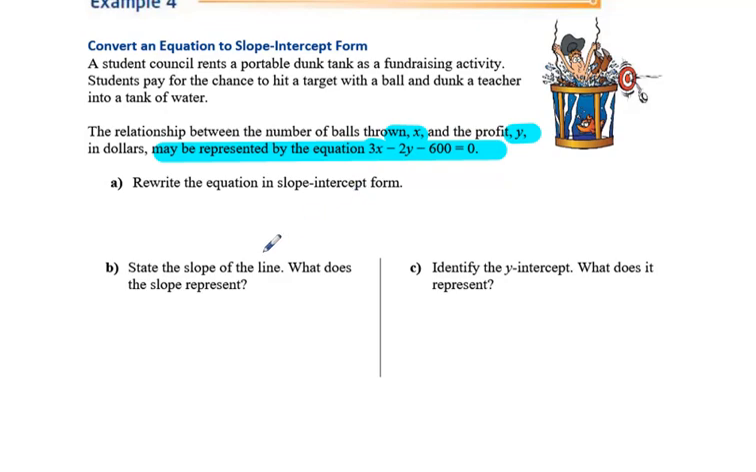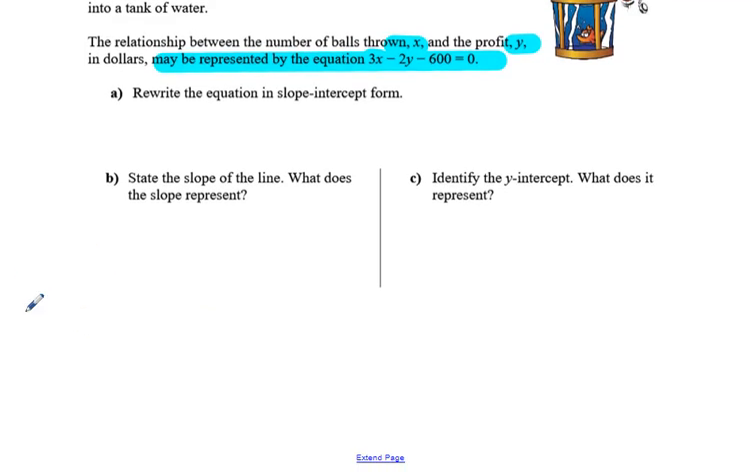Rewrite the equation in slope-intercept form. So I'm going to take up a little bit more space for this. I'm going to come down here, so I've got a bit more space. I've got 3x minus 2y minus 600 is equal to 0. Now what I want to do is write it as y equals.